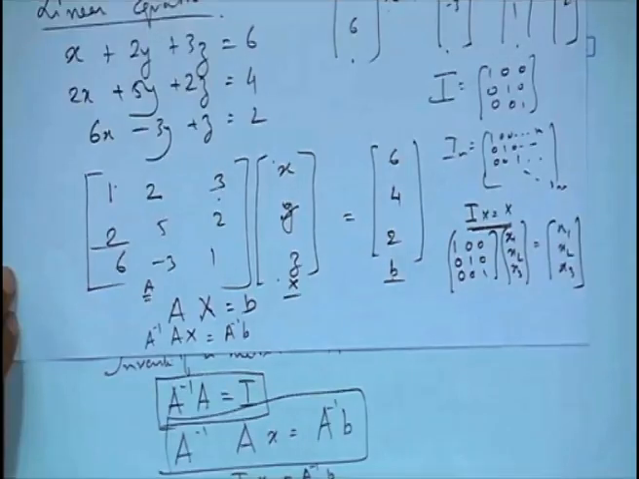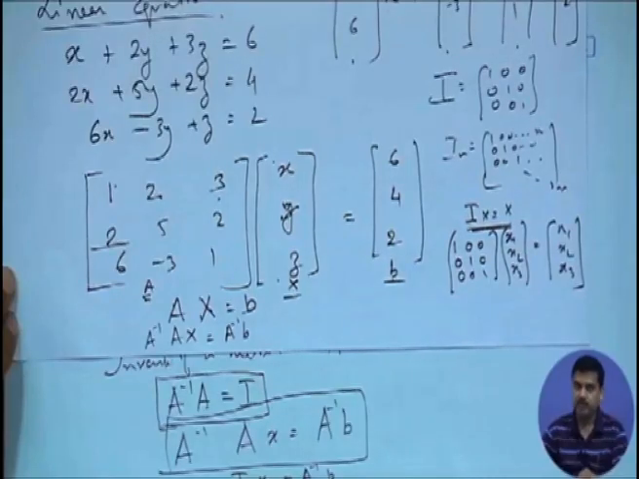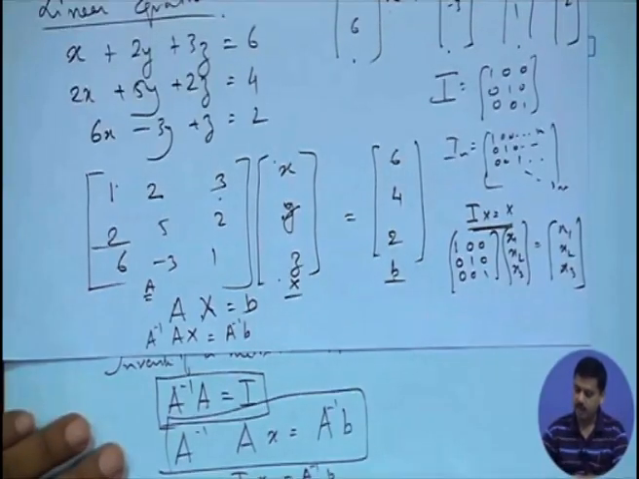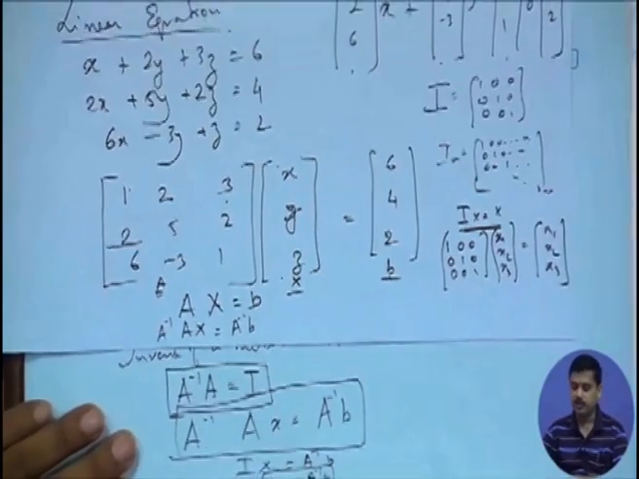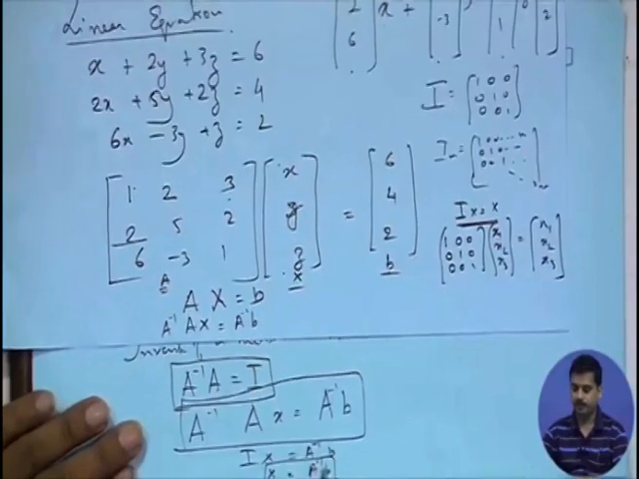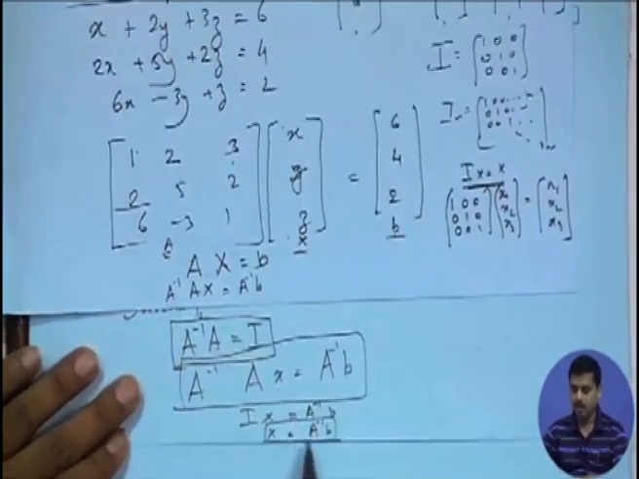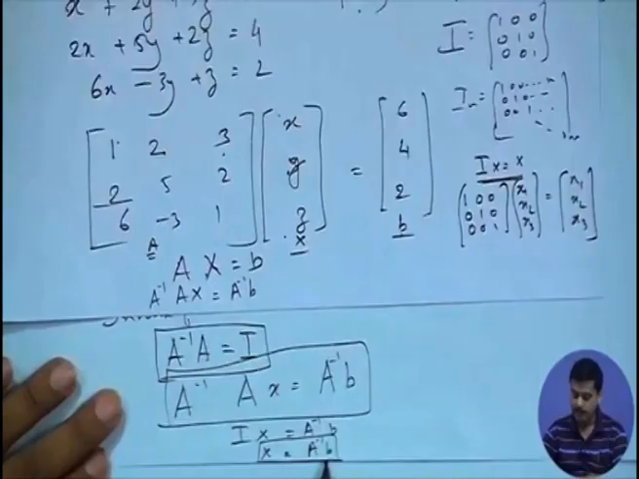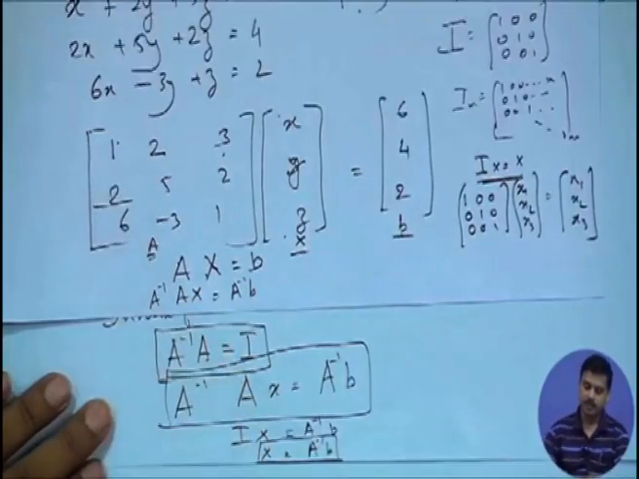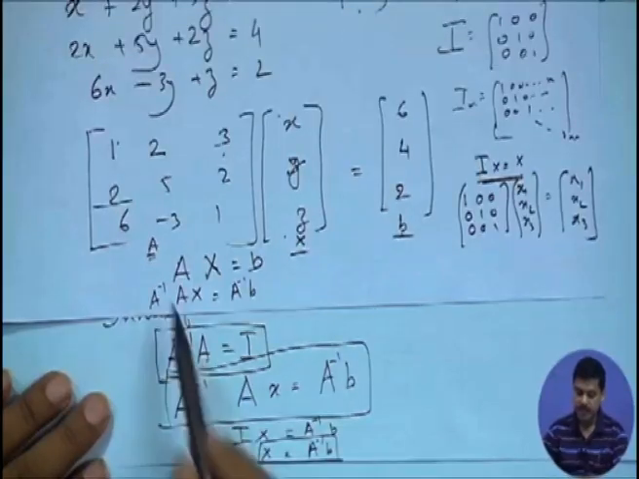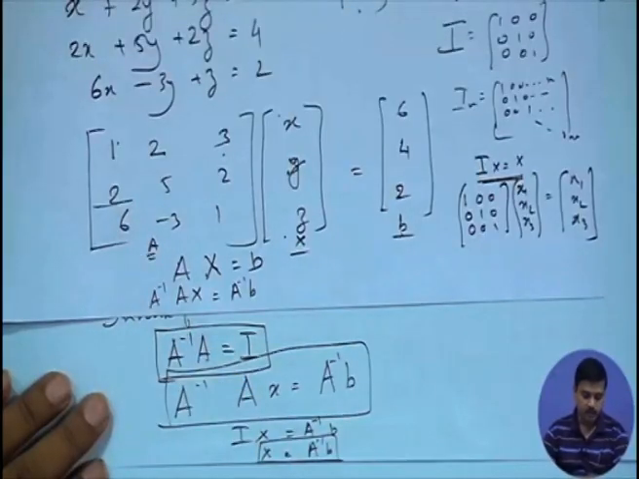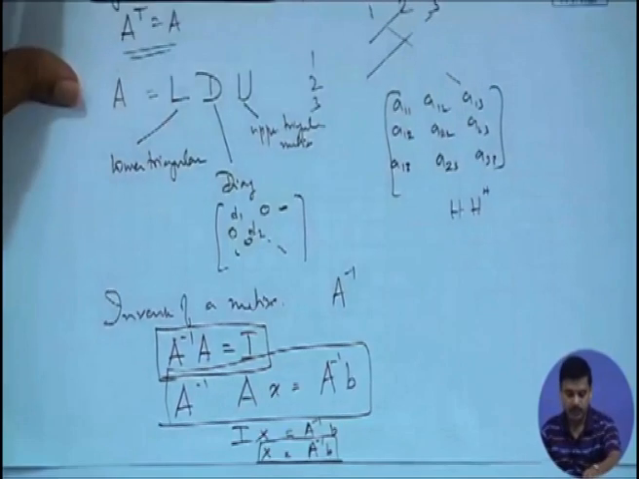So if the inverse exists, we have the solution to the set of equations as X equals A inverse B, and if the inverse exists, this is a unique solution to this particular problem as described by this set of equations. So inverse is very, very useful. If the inverse exists, we can use it to solve a particular set of linear equations.